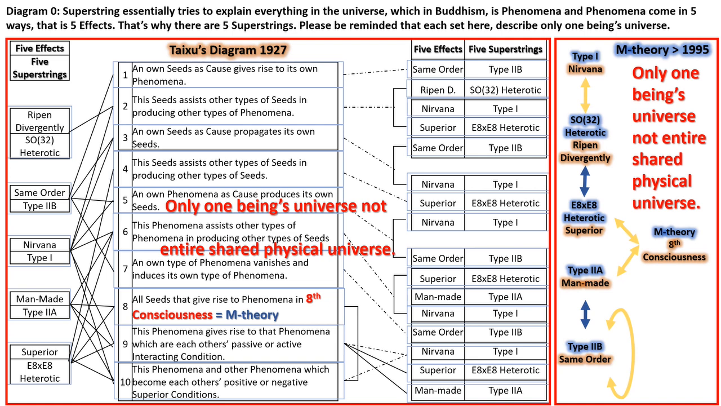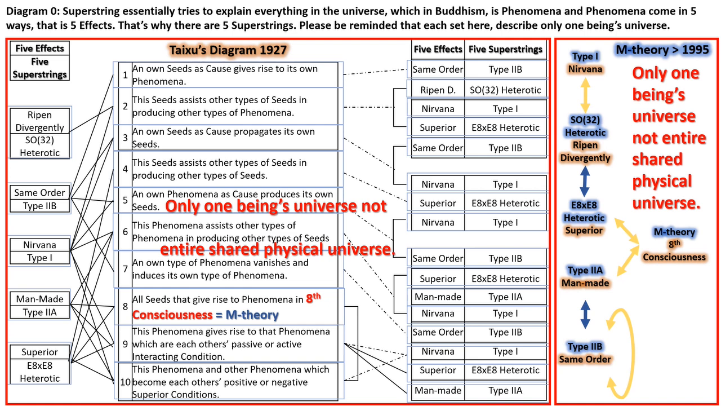On the left is Taisu's diagram drawn in 1927. For ease of comparison, each of the 5 effects in Buddhism is tagged with the corresponding superstrings. Note that item 8 is about eighth consciousness in Yogacara Buddhism, which is M theory in string theory. It means when conditions are right, the seeds arise from eighth consciousness.